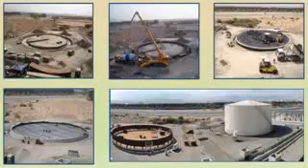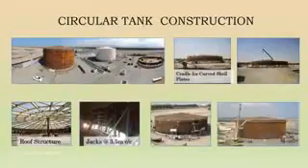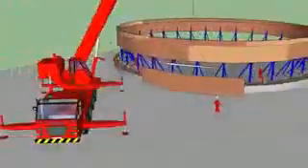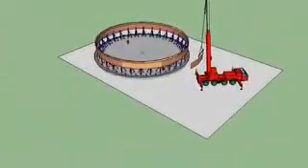Steel circular tanks. The tanks are constructed using the jack-up method. Curved steel plates form the wall rings. The tanks are used mainly to store fuel.